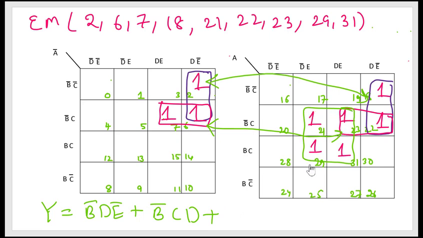And this quad belongs to the region which comes under A, so you have to multiply with A. Take this quad, you are going to have C, B is getting complemented so it is eliminated, and D bar E, D is getting complemented so D gets eliminated, you are going to have AC. This is the SOP expression for the given Boolean function.